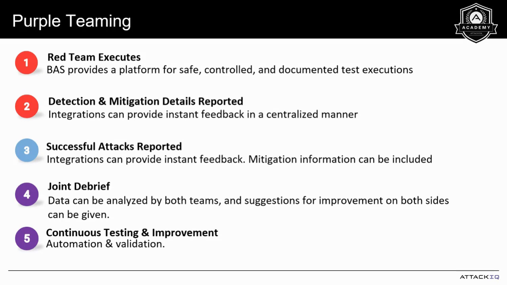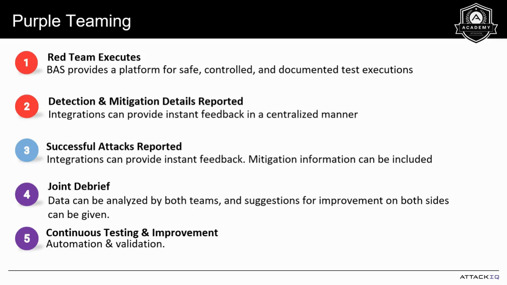But during a joint debrief, data collected by the BAS tool can be analyzed by both the blue and red team members. And this data can be used as suggestions for both sides on the next piece, which is continuous testing and improvement, right? Remember, continuous testing and improvement is part of the purple teaming process. And breach and attack simulation tools allow you to begin automating many of the low-level tasks the red team is doing so that they can continue to innovate.